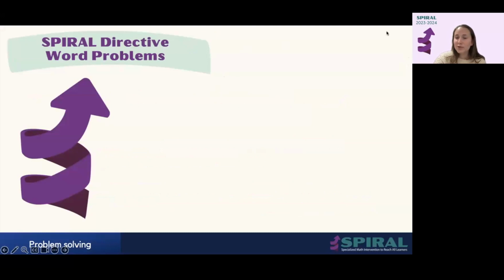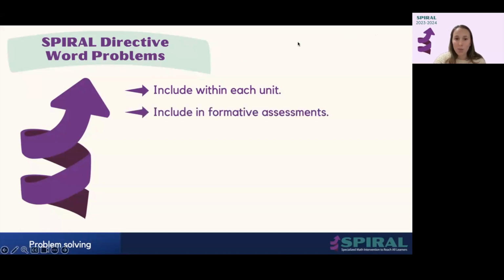So, y'all, one of the most important things about directive word problems is that it's important to spiral them throughout the year. One goal that you could have is to include exposure to directive word problems within each of your units. That way, you're exposing students to directive word problems with graphs in your data analysis unit. You're exposing students to directive word problems with money in your personal financial literacy unit. All of your different units, see how you can incorporate directive word problems. Maybe you include directive word problems in your formative assessments.